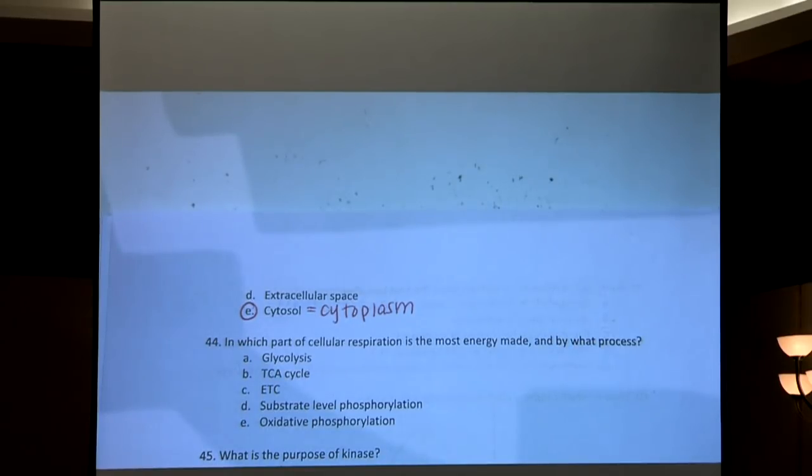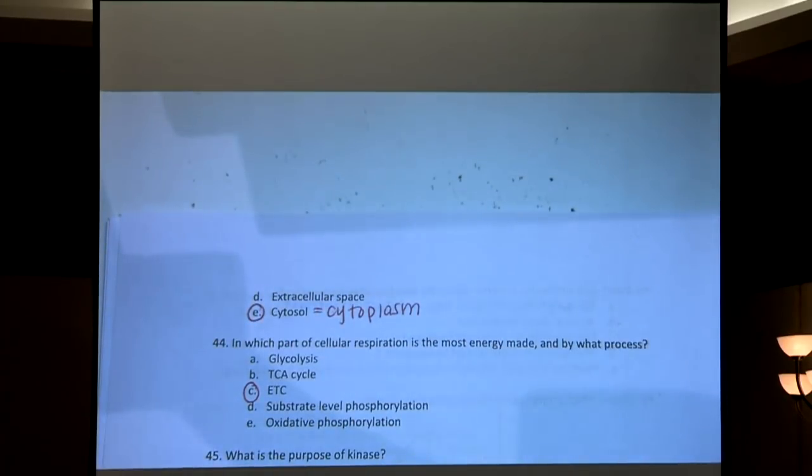In which part of cellular respiration is the most energy made, and by what process? First off, which part of cellular respiration makes the most energy? So our ETC, or the electron transport chain, that's going to be the bulk of where the energy is made from. And what process does the ETC use?